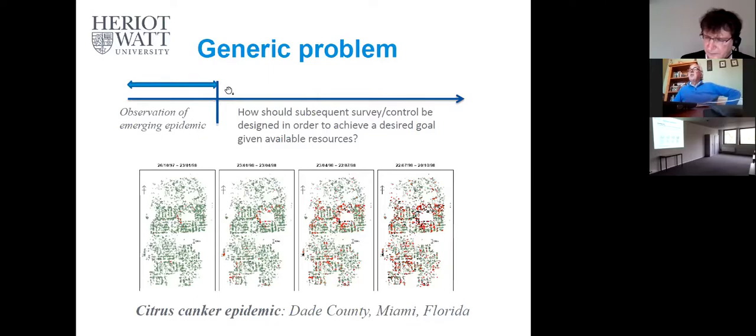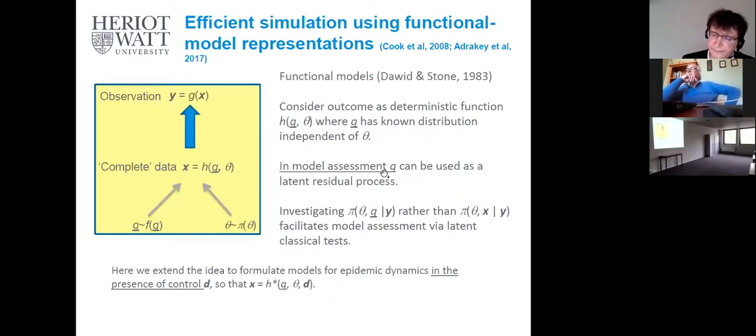So this is now moving more to the model in predictive mode. And the question then is, how should you design controls in order to achieve a desired goal? So again, going back to that citrus canker epidemic, let's suppose you've observed up until here, and now you want to try to predict into the future and work out how you're going to control things. If you're going to do that, you're going to have to simulate, let's say, many times your epidemic process into the future.